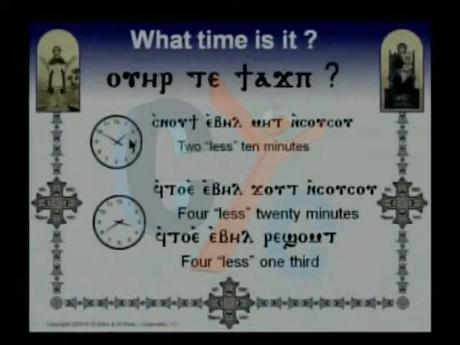Here, 10 minutes to 2, it will be Snooty, which is the feminine of Snap, Snooty, Evil, meet in Susu. And this one, 20 minutes before 4. So it is Evil all the way through, but here you can say 4 less 20 minutes or 4 less 1/3. So if it is 4 less 20 minutes, it will be F2A, Evil, good in Susu. So it's 4 less 20 minutes. Or F2A, Evil, Re Shomt, which is 4 less 1/3.